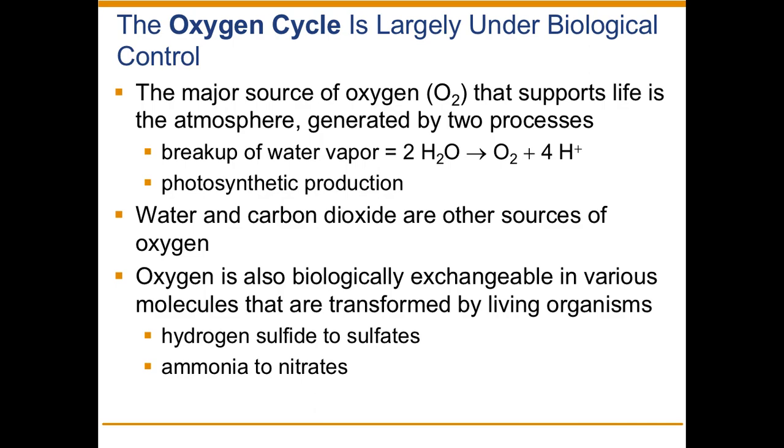The oxygen cycle. We have two main sources of oxygen, either through the breakup of water vapor or through photosynthetic production, but also by directly consuming either CO2 or water. Organisms can obtain oxygen that way.